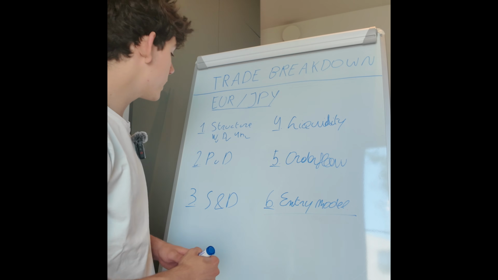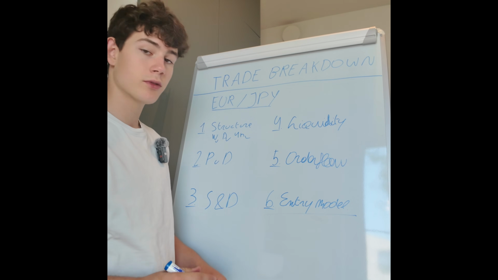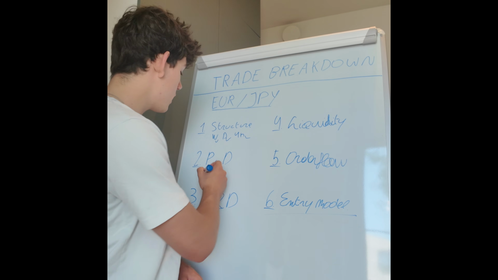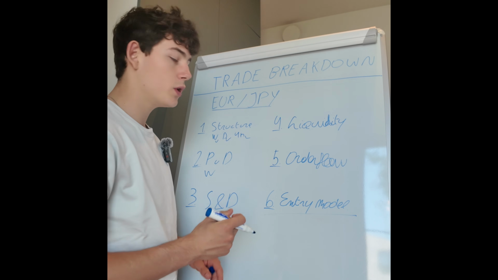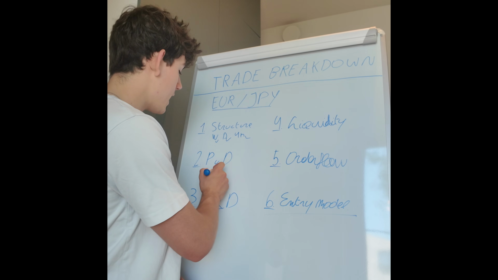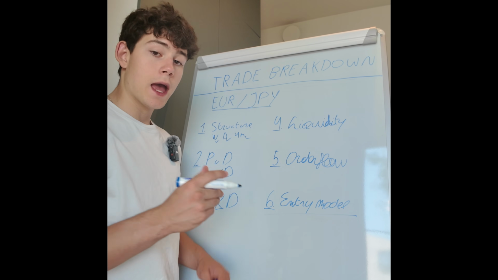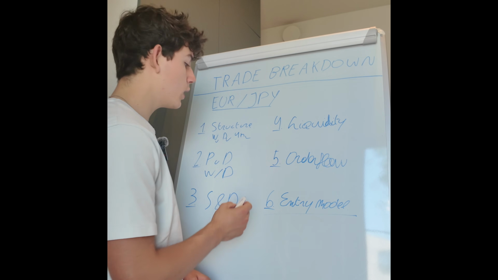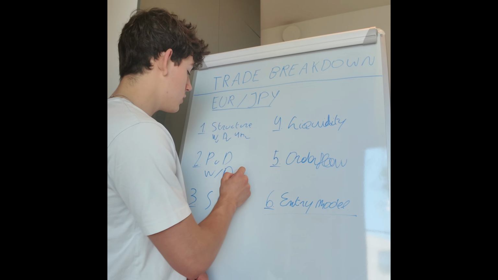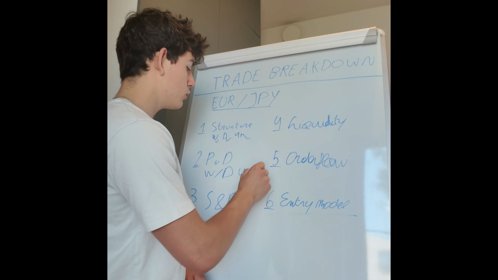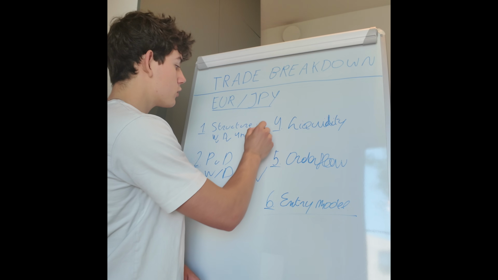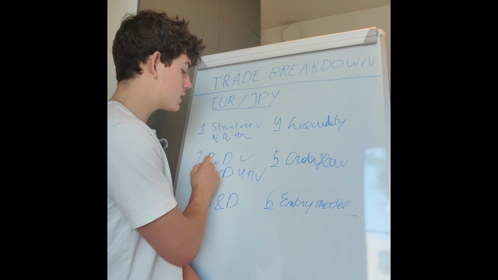So we also quickly checked off premium versus discount on every single time frame again. On the weekly time frame, we tapped the premium prices as well as the daily time frame. And on the 4 hour, we could trade towards the discount prices. So 4 hour is also checked off. So we already have structure checked off as well as premium versus discount.